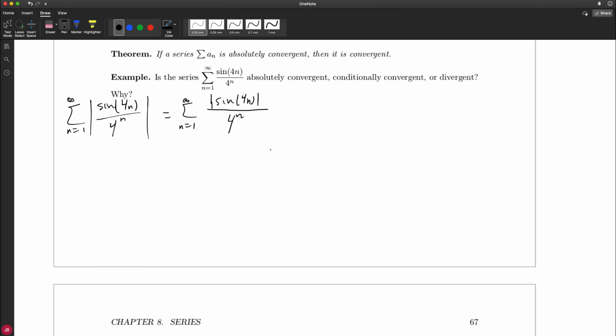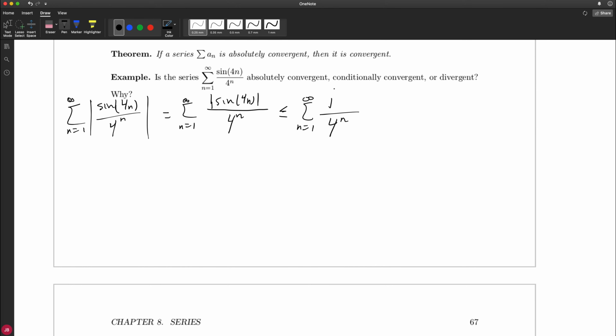Okay, well, here's a key observation. We don't really know anything about this series, but I do know that no matter what sine outputs, that number will always be between minus 1 and 1, right? The output of sine is always between minus 1 and 1. And so the absolute value of that is less than or equal to 1. So you can take that to the bank with you. The absolute value of sine is always less than or equal to 1. And so now I'm using a direct comparison.